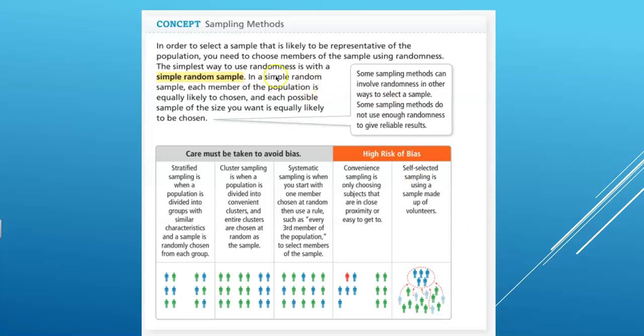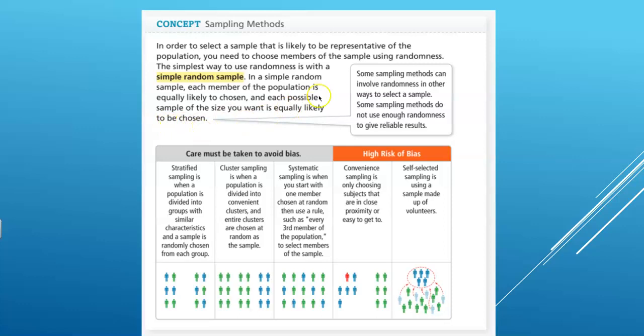So think about these sampling methods that we have here. In order to select a sample that is likely to be representative of the population, remember, a sample is just a subset of the population, you need to choose members of the sample using randomness. The simplest way to use randomness is with a simple random sample. In a simple random sample, another vocabulary word for you, each member of the population is equally likely to be chosen, and each possible sample of the size you want is equally likely to be chosen.